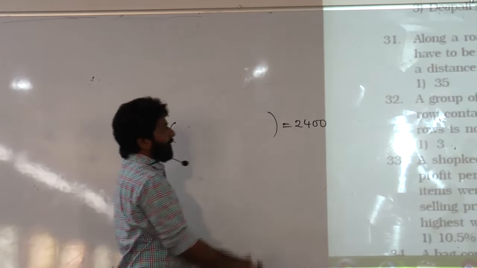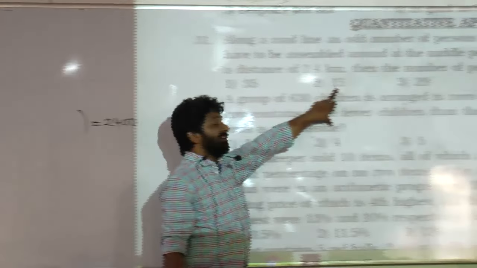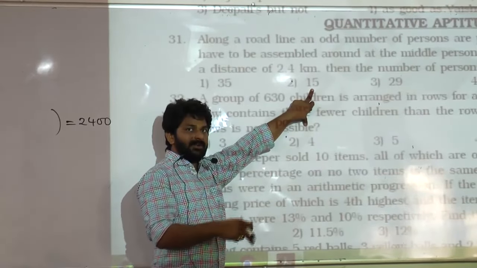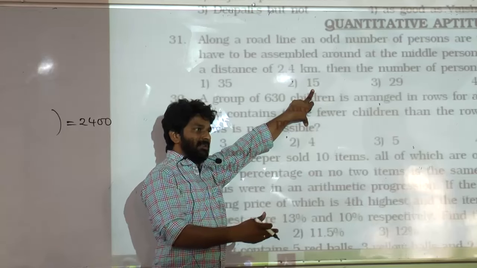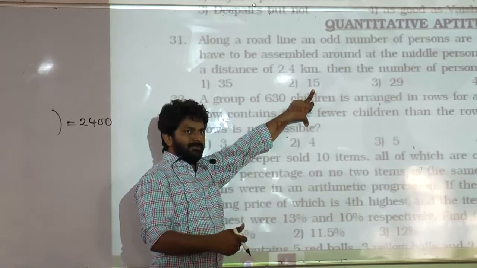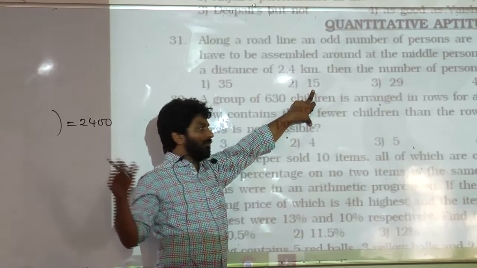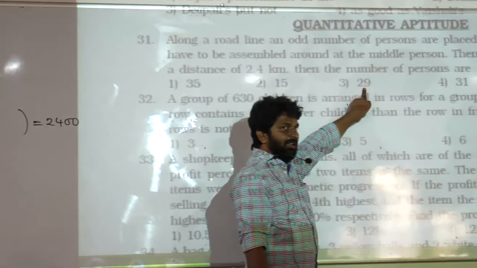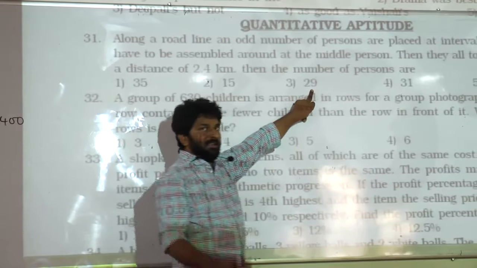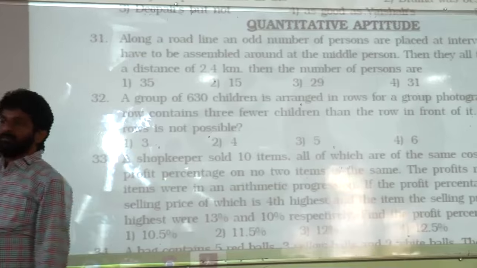If your n value, number of persons, is 15, what is the n value? Minus 1 by 2, 7. Sum of 7 natural numbers, 7 into 8 by 2. Will that be equal to 2400? No. Next, 29. Let me try 29. What is the n value?